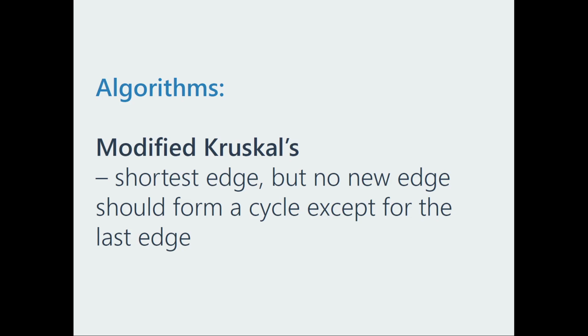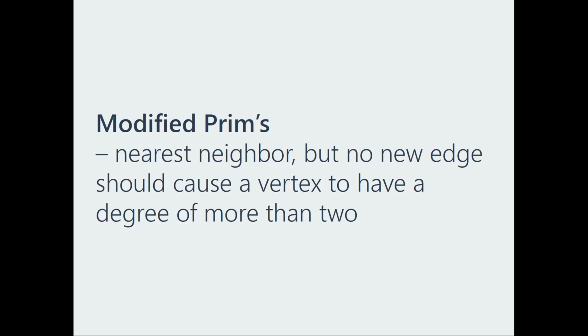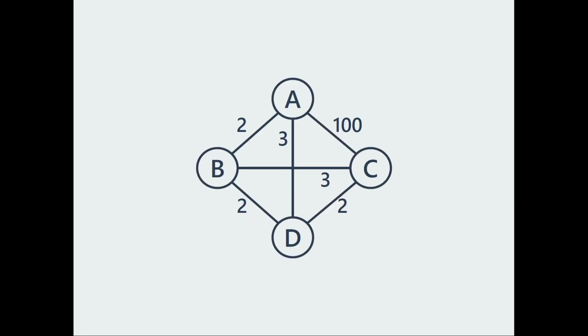Here are some greedy algorithms. Modified Kruskal's. Shortest edge, but no new edge should form a cycle except for the last edge. Modified Prim's. Nearest neighbor, but no new edge should cause a vertex to have a degree of more than 2. Let's try both on this graph. If we use modified Kruskal's, we'll get AB, and then BD, then DC, and then unfortunately we'll have to get CA.